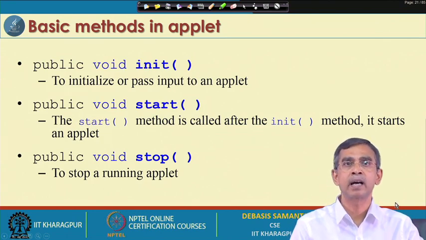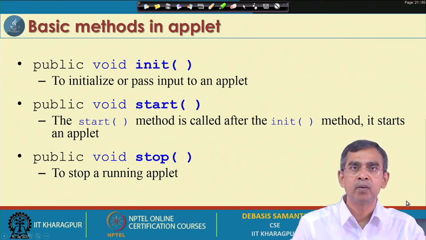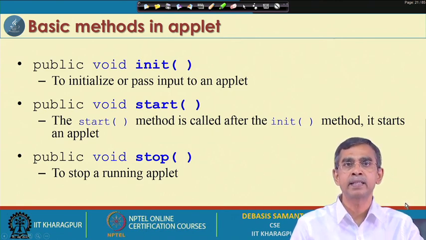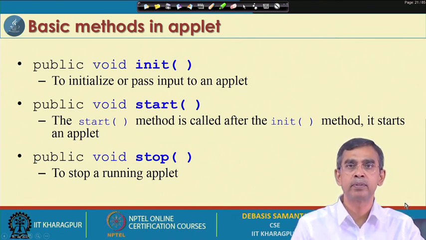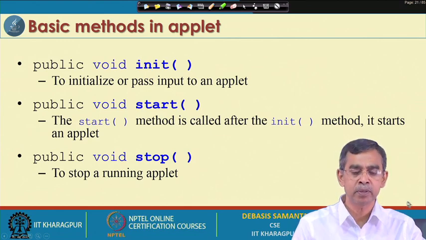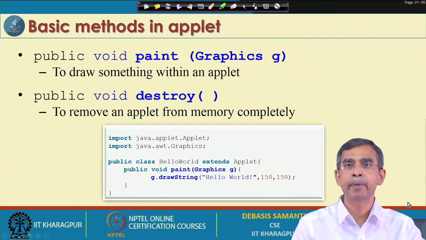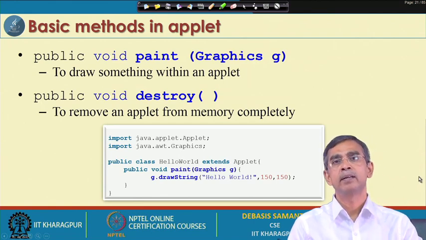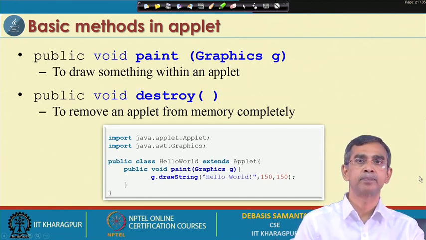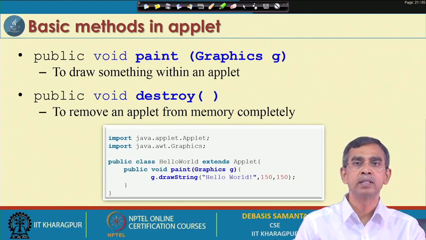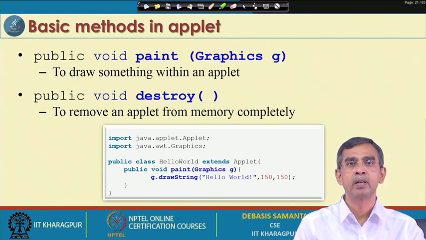The methods are called here, for example, we have listed the 3 methods. One is init, another is start and then stop, and there are another 2 methods. We will discuss destroy and then paint. So, altogether only 5 methods, those you can use in your applet. So, 5 methods have their own meaning.